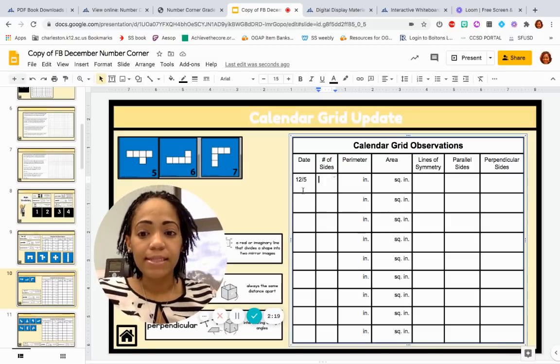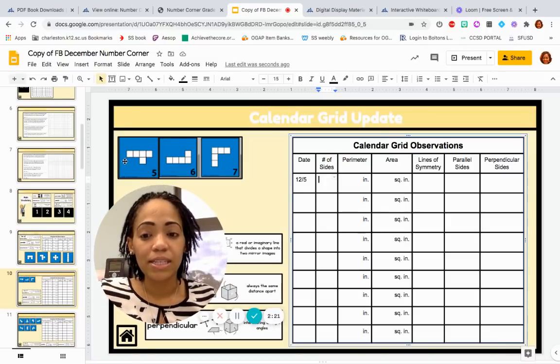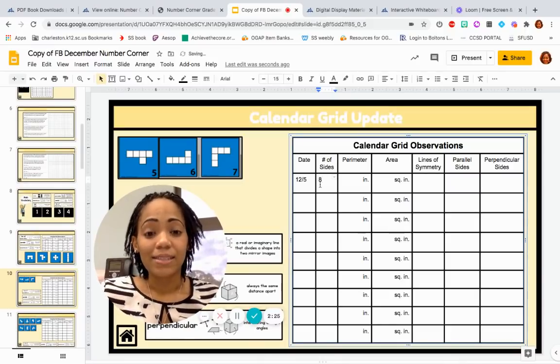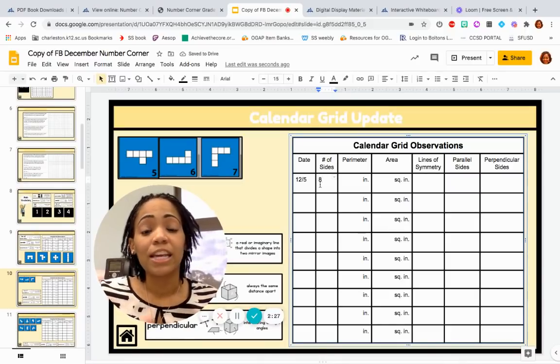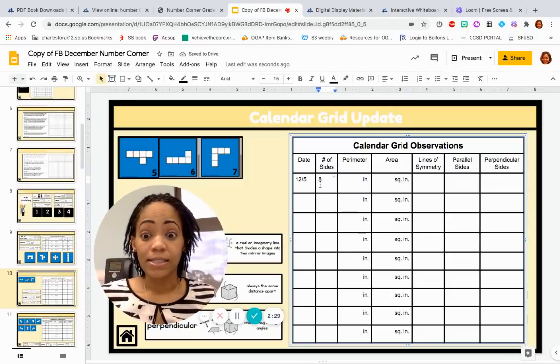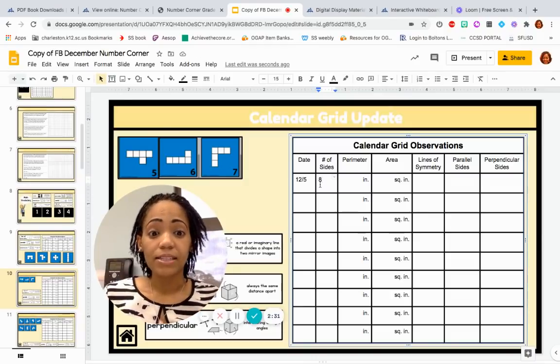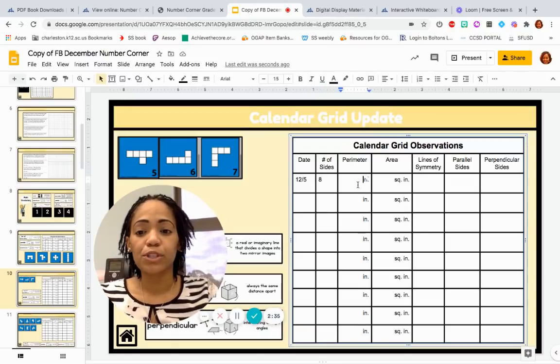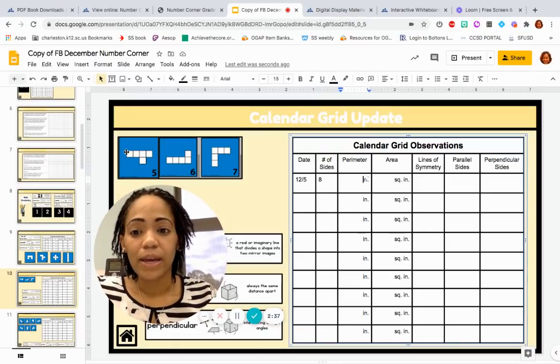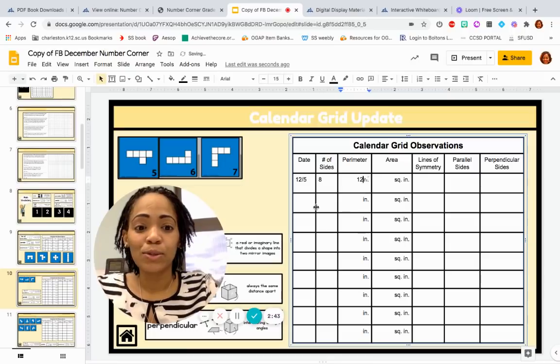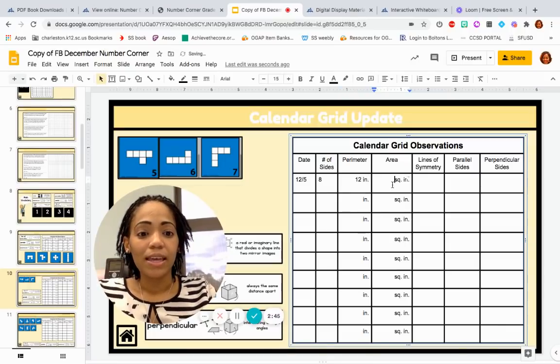So remember, when we count the sides, we're not counting the length. We're literally just counting exactly how many sides there are, just like we would if we were to name a shape, like a hexagon has 6 sides or a pentagon has 5 sides. So this has 8 sides, okay? What is the perimeter? We have 4 here, 4, 5, 6, 7, 8, 9, 10, 11, 12. It's still 12 inches. And the area we know is still 5 inches, so that has remained the same.